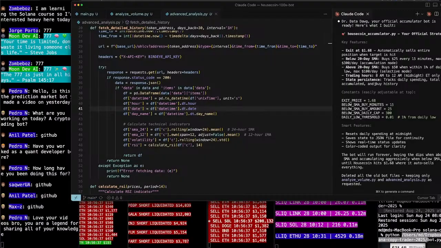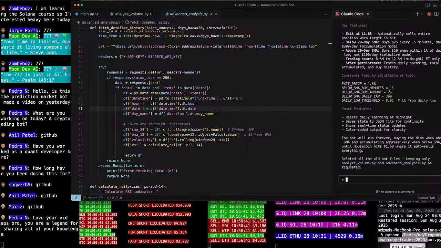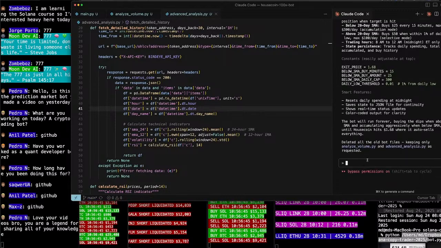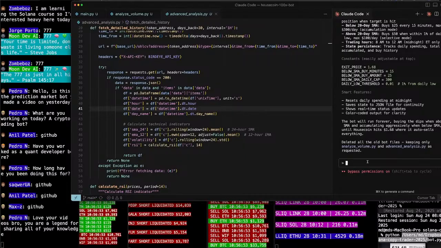So state persistence tracks daily spending and total accumulated. Okay, constants: exit price, below SMA. Let's make constants as well for the buying hours. It should be 8 a.m. to 12 p.m., so it's just 4 hours. Let's actually do 9 a.m. to 1 p.m. So 4 hours still.